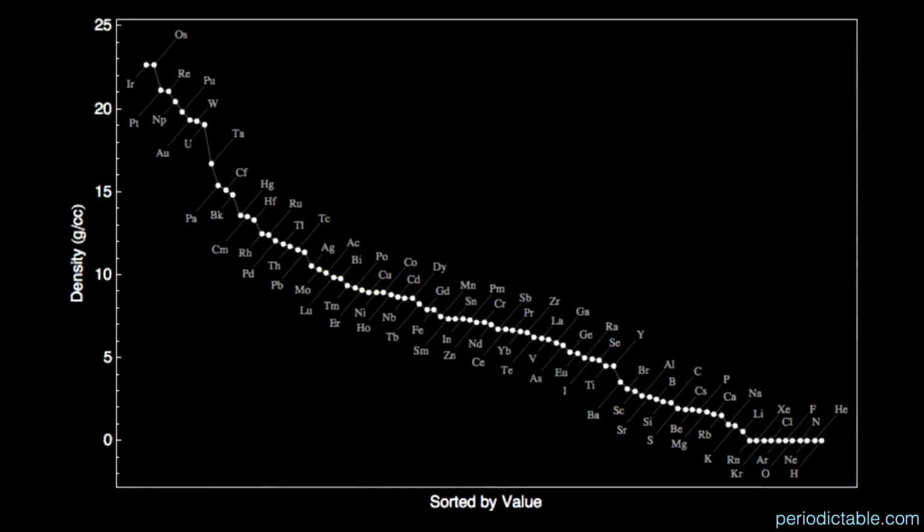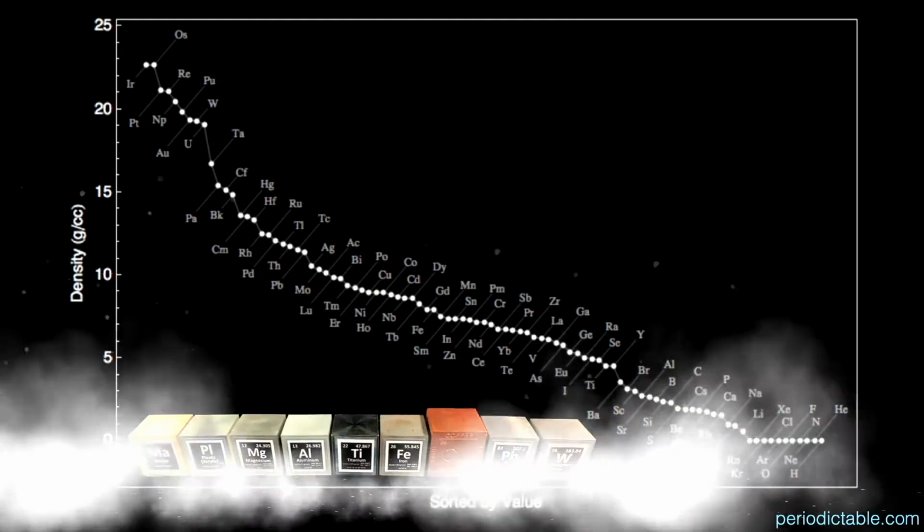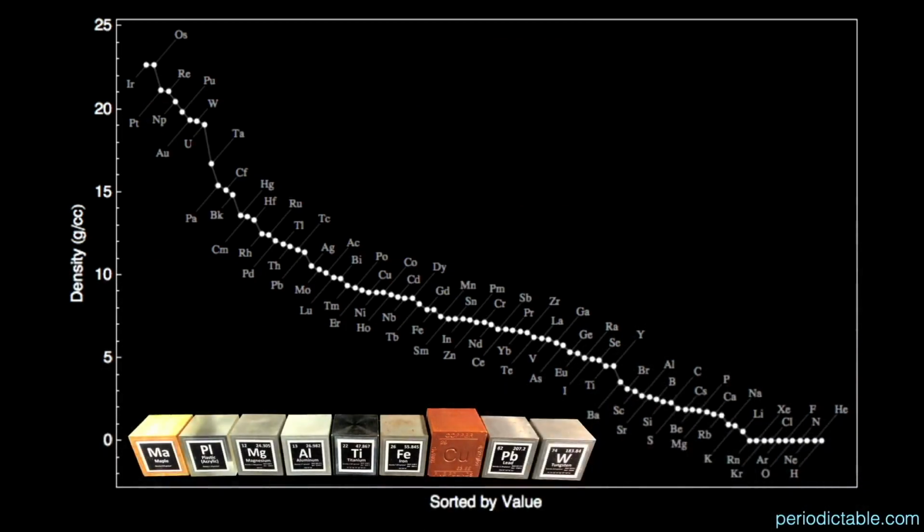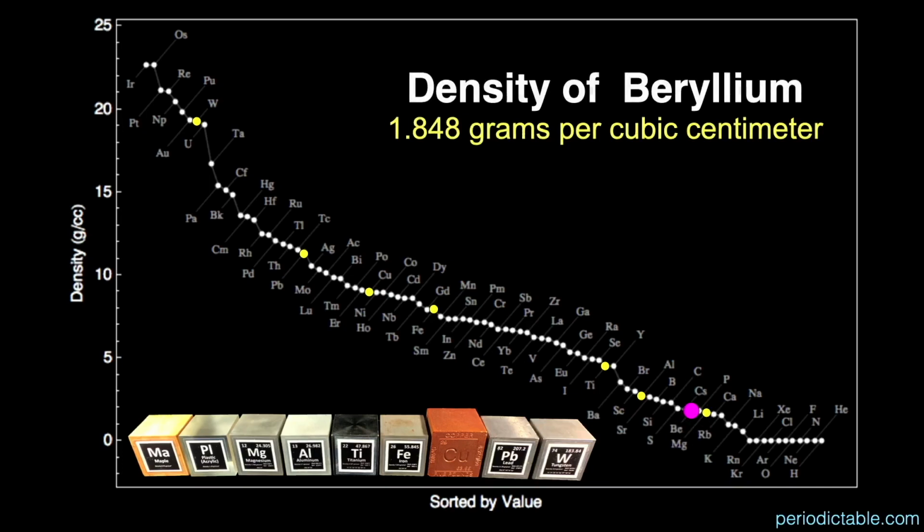When I do this talk with an actual audience, I have a set of blocks so you can feel density for yourself. My blocks have a wide range of densities, with the densest at tungsten, to lead, to copper, to iron, to titanium, to aluminum, to magnesium. I also have plastic and wood blocks, but those are not technically elements. Again, beryllium's density is 1.848 grams per cubic centimeter, the magenta circle, slightly above the density of magnesium.